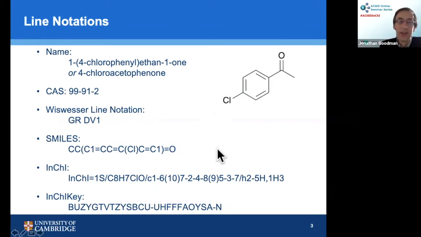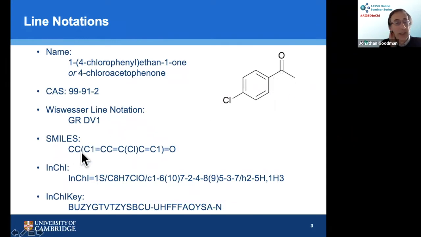A SMILES, or a SMILES string, is a way of writing down a molecular structure as a string of letters, and I've written down the SMILES string for this molecule. It's more or less human readable. So C means carbon, CC means two carbons joined to each other. So like the IUPAC name, we're beginning with two carbons joined to each other at the top right-hand corner of the molecule.